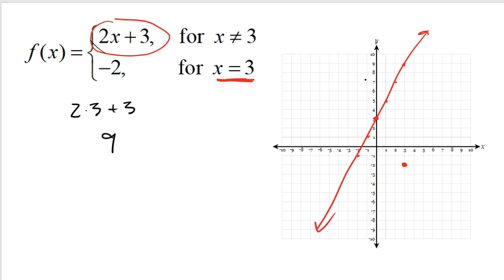6 plus 3 is 9. So right here should be an open hole. You could grab an eraser and erase it if need be, or just put a big hole there. But there's clearly a hole there because, remember, I'm not allowed to plug 3 into this top function or this top piece. I'm only allowed to use negative 2 if x is 3, which made that nice simple point right there. So that's how you would do that.